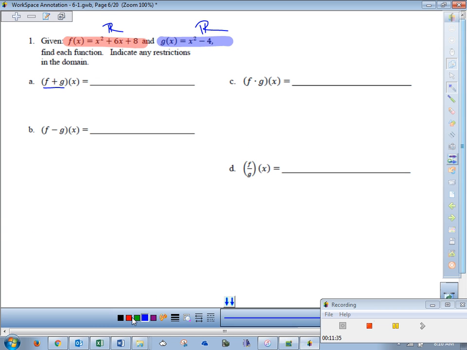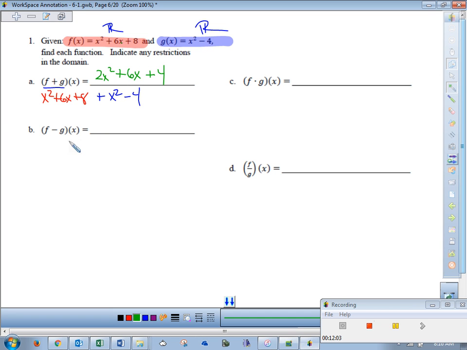Let's add them together. Take the red one, x squared plus 6x plus 8, and add it to the blue one, x squared minus 4. You're just adding the red one plus the blue one because that's what they're asking you to do. You combine like terms in this one. Wouldn't that be 2x squared plus 6x and then plus 4? Y'all cool with that?